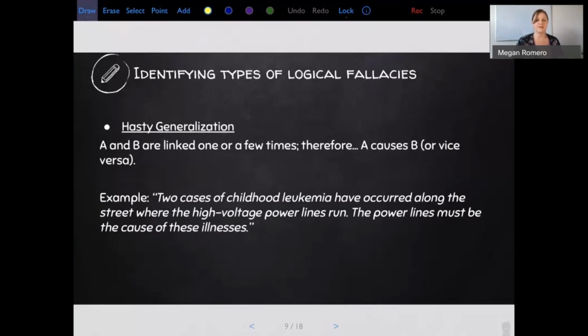So hasty generalization is jumping to a conclusion based on limited information. Another example of hasty generalization is, let's say you see two teachers eating In-N-Out Burger, and then you conclude every teacher eats In-N-Out Burger. Well, just because you saw a couple doing it doesn't mean that they all do it. That's an example of hasty generalization.